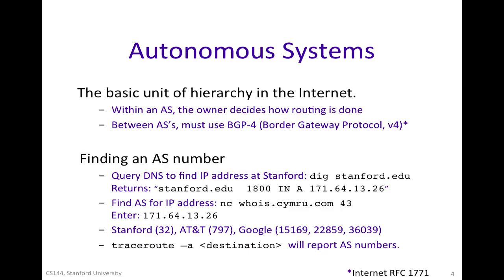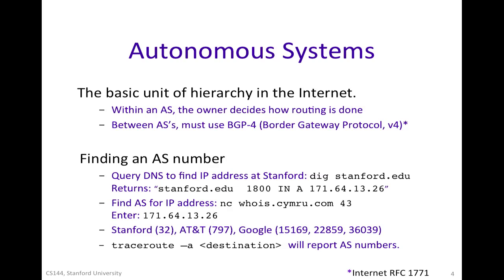Autonomous systems, or ASs, are the basic unit of hierarchy in the internet. Within an AS, the owner decides how routing is done, and between ASs, we must use BGP4. This is the Border Gateway Protocol, and it's defined by Internet RFC 1771. And this allows for a consistent method for all of the different ASs to communicate. And we'll be learning about BGP4 in a later video.